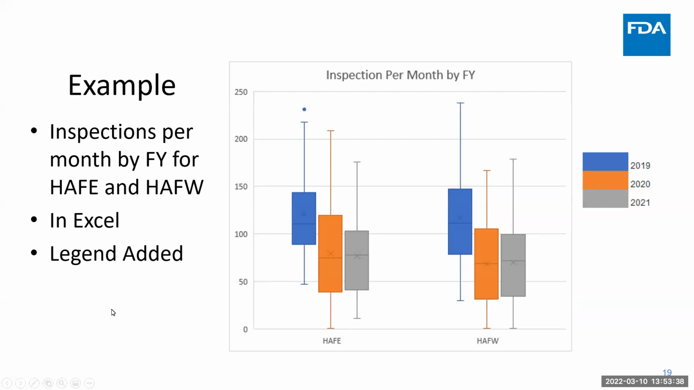This is a real data set of inspections conducted per month by fiscal year. And the data is interesting. It's split. We've got 2 groups of data, and each group has 3 years. So when you develop these charts in Excel, it's not very good at identifying the labels for everything that you need. And so it's important to add a legend. Like what I've done here is put these colored boxes with year numbers so you can go back and forth.